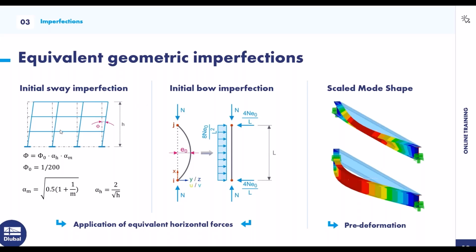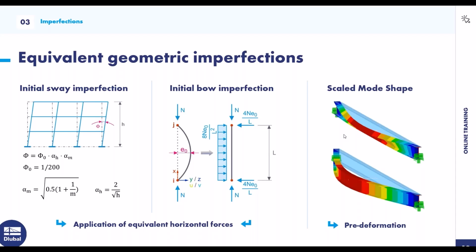On the left side of the graphic, you can see the initial sway, the global imperfection that can be applied to the structure. And if individual components are to be examined more closely, there is the local equivalent imperfection, for example, an initial bow imperfection. This depends on the selected profile, the yield point, the buckling curves, and the proof method. These two variants are the possible equivalent geometric imperfections.